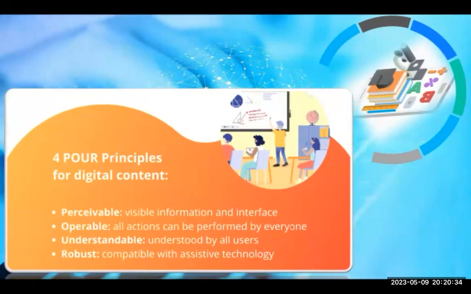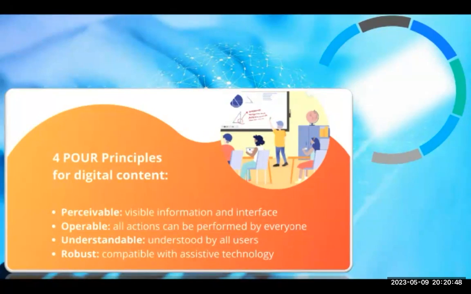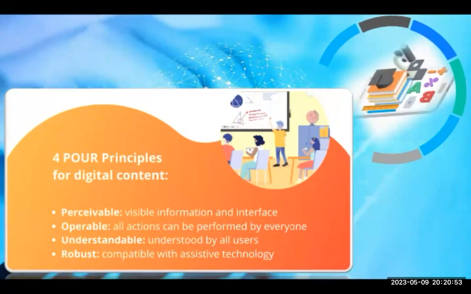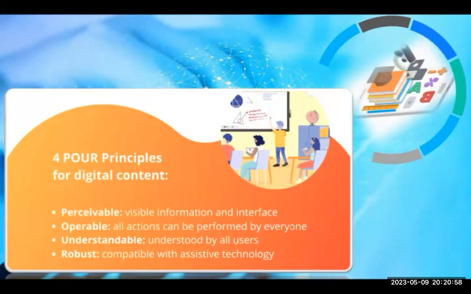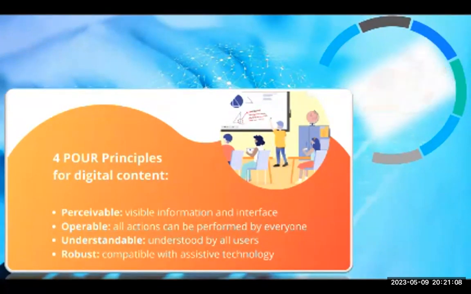Robust. The content should be reliably interpreted by user agents, such as assistive technology. Within universities and other academic settings, this means that all digital content should follow all four principles. This is especially important with regard to any digital media that is directly accessible by students, such as online learning materials, or any digital media used by instructors during lessons.